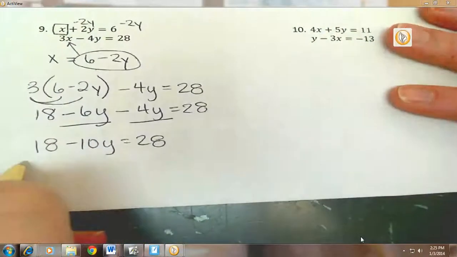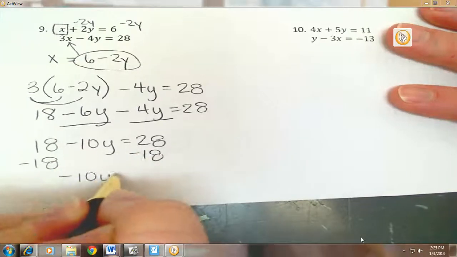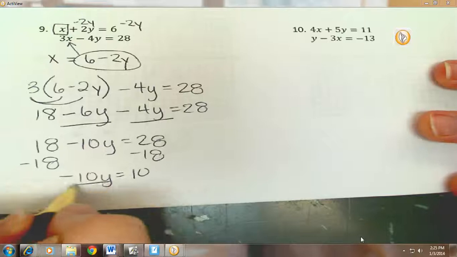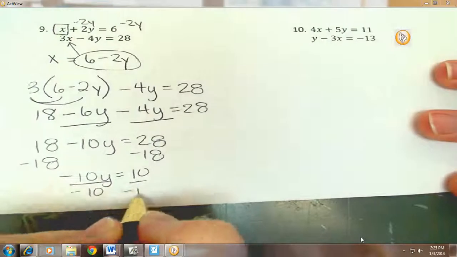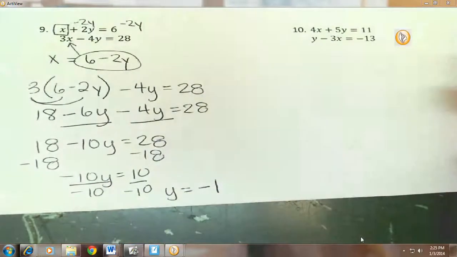Continue to solve. We can subtract 18 from both sides. Negative 10y equals 10. From here we can divide both sides of the equation by negative 10. y equals negative 1. Now we have half of our answer. We have the y coordinate. We do need to find the x coordinate.